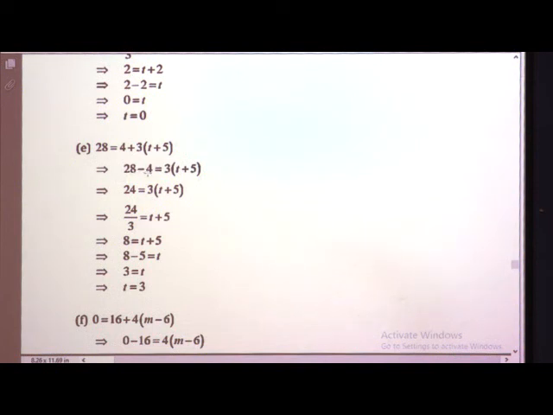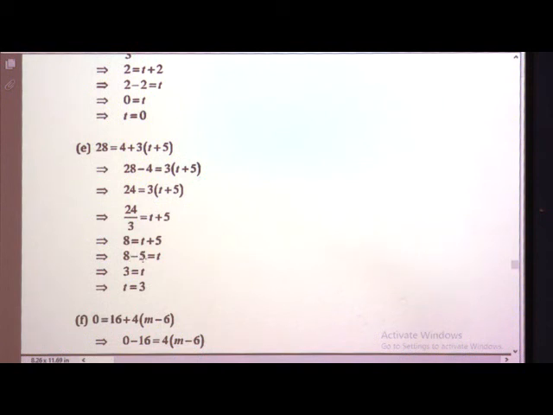So, 28 minus 4 is equal to 3 inside the bracket t plus 5. 28 minus 4 is 24, equal to 3 inside the bracket t plus 5. This 3 is multiplication, so it will go to the denominator, that is division, and this is t plus 5. After reduction we get 8 is equal to t plus 5. Now shift this 5 to the LHS to get t, or you can shift this t plus 5 to the LHS and 8 to the RHS.